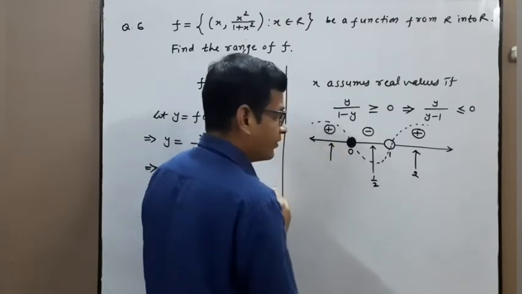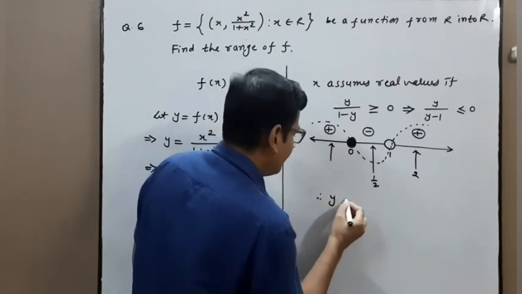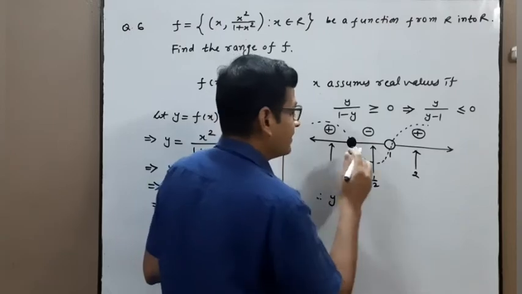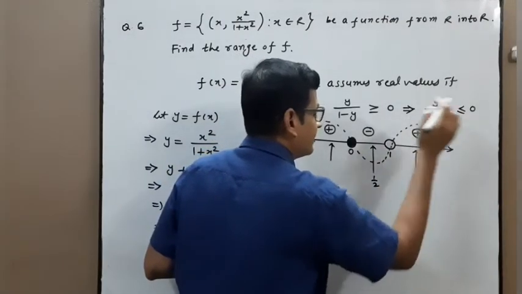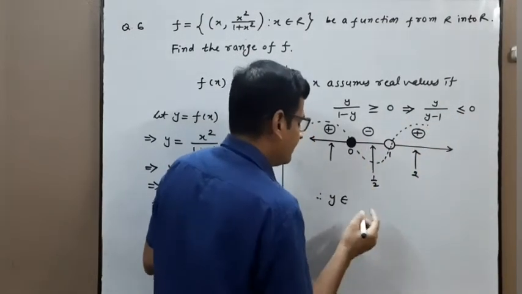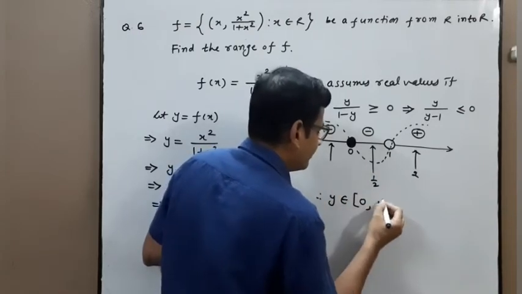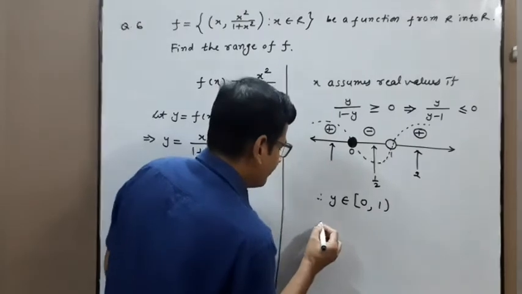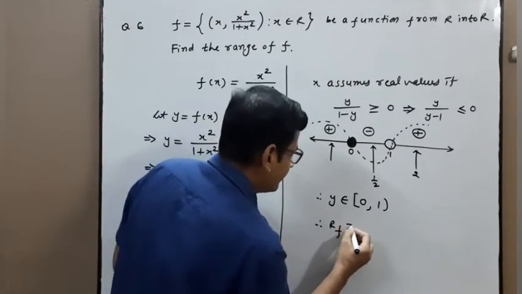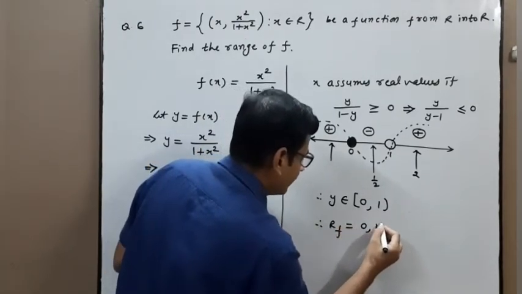So this interval is positive. Therefore y belongs to which interval, in which this upon this is less than 0? In the second interval. So y belongs to 0 to 1, with 0 included and 1 excluded. So the range of f is equal to [0, 1).